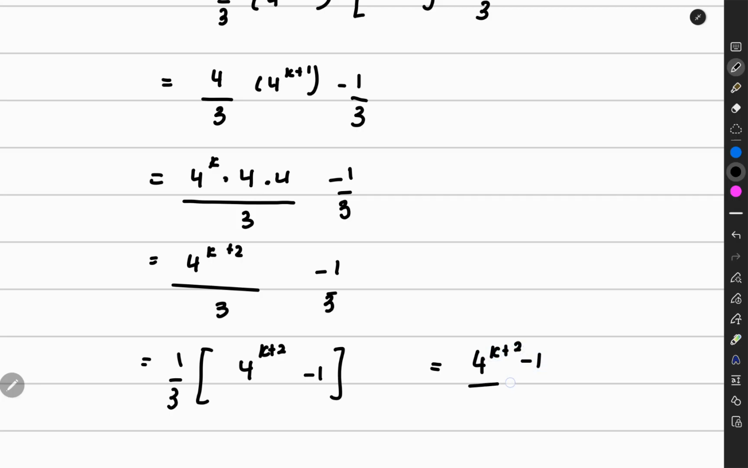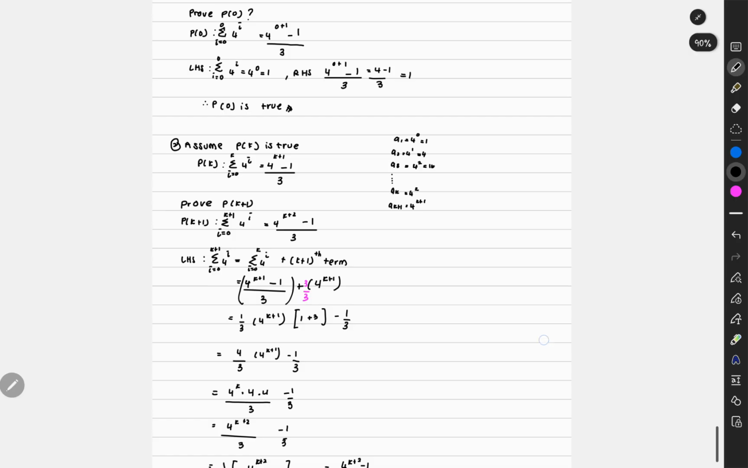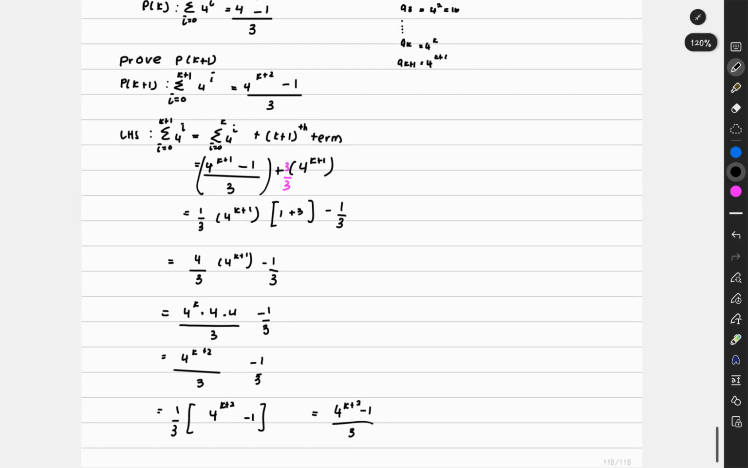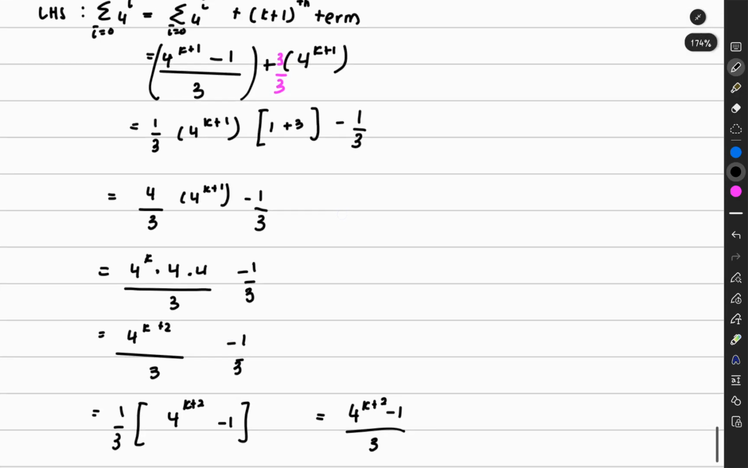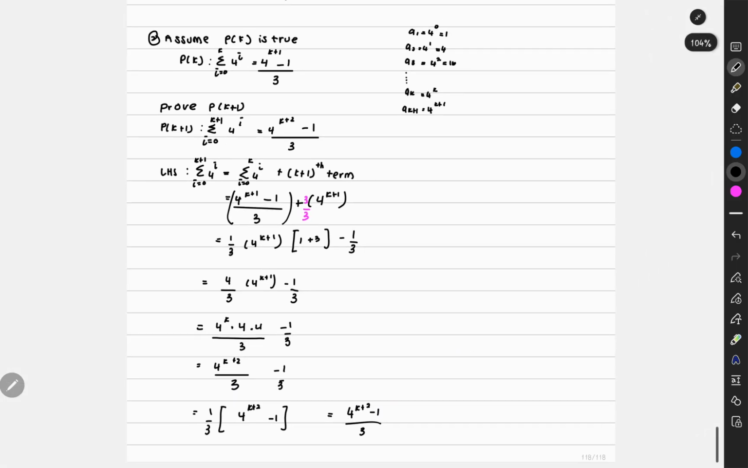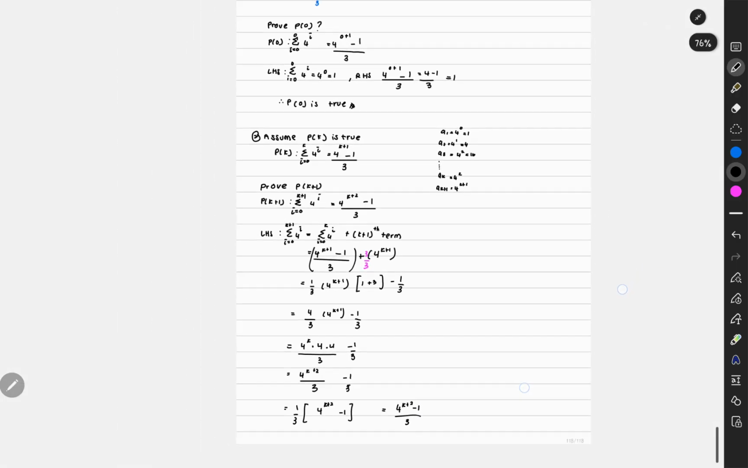Ya boleh. Dia macam mana? Itu ada 1/3 of 4 to the k plus 1 plus 3 over 3 of 4 to the k plus 1. So akan jadi 4/3 of 4 to the k plus 1 minus 1/3. Ini salah satu cara simplification yang you boleh buat. Macam ni tak boleh buat. Doktor ni boleh nak bagi cepat sikit.